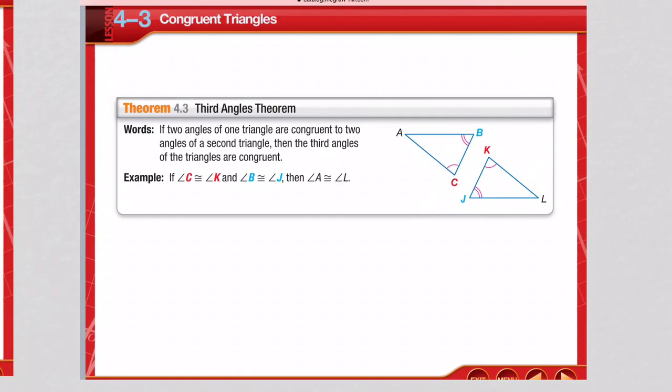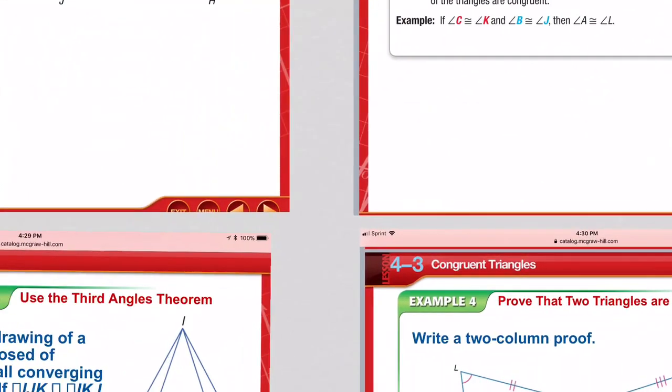Third angles theorem says if I have two angles congruent to two angles in another triangle, so I see that angle C is congruent to K and angle B is congruent to angle J, it tells me that the angles that are left, in this case angle A and angle L, are also congruent. So let's see when else this would be helpful.